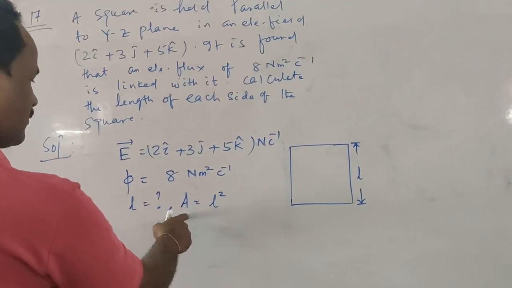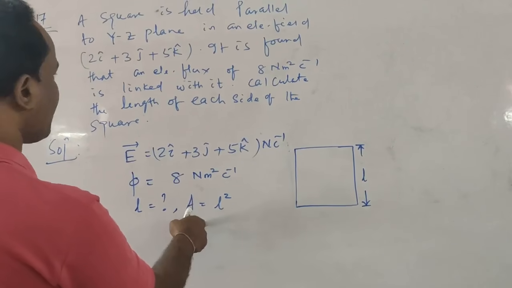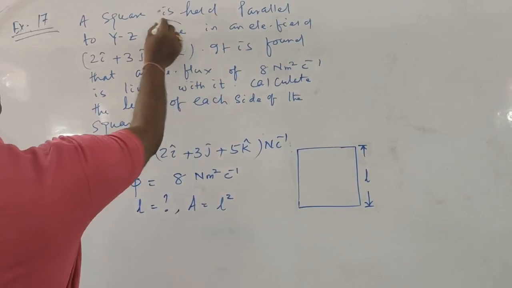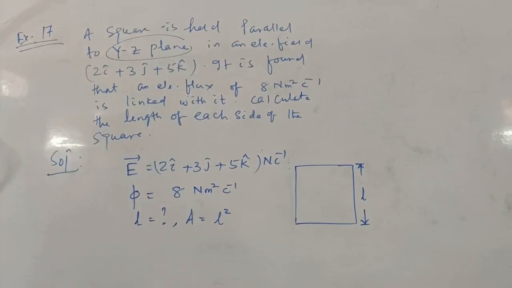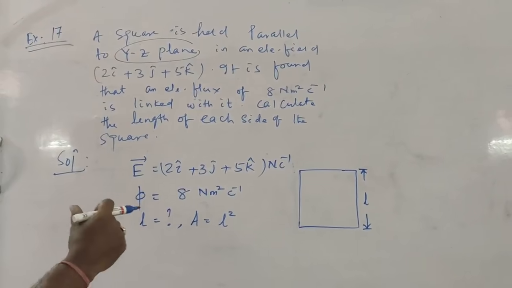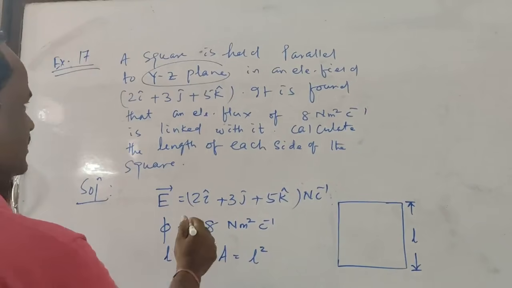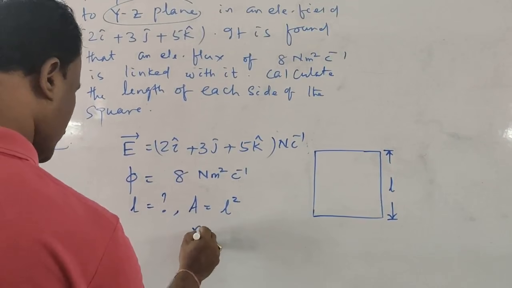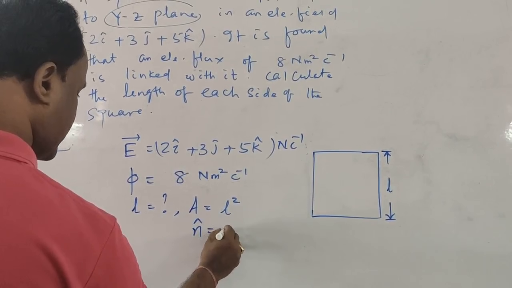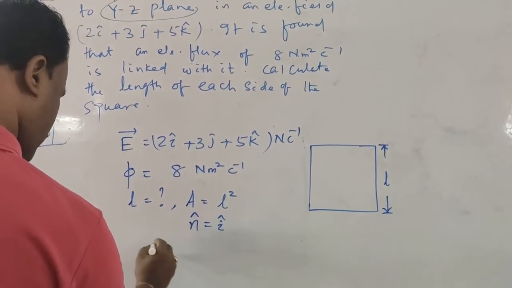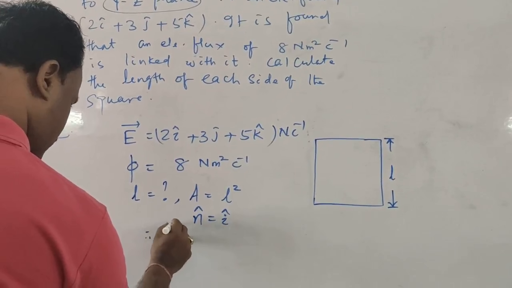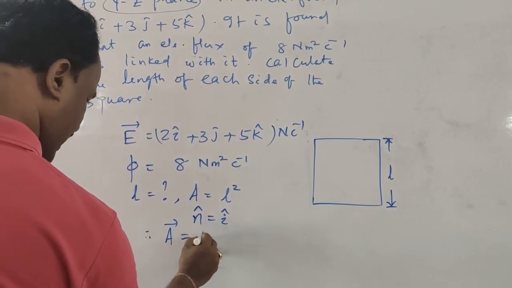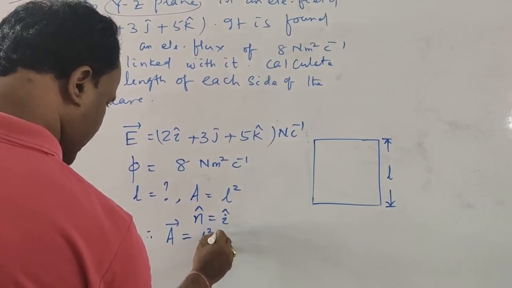The square is held parallel to the YZ plane. Keep in mind, parallel to the YZ plane means the normal is along the x-axis, and the unit vector along the x-axis is i cap. Therefore, the area vector of this square is L square i cap.